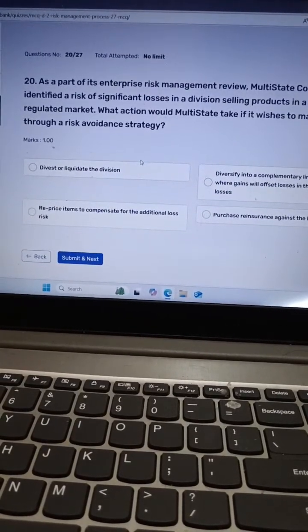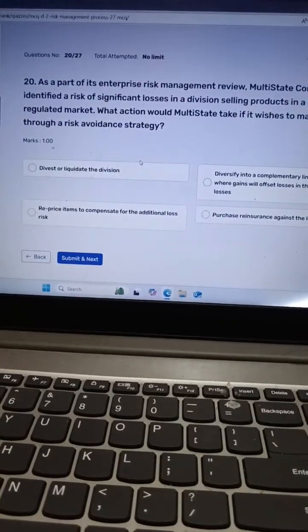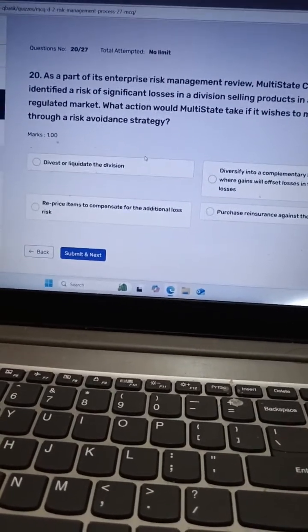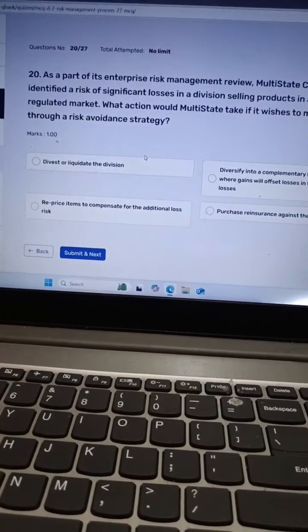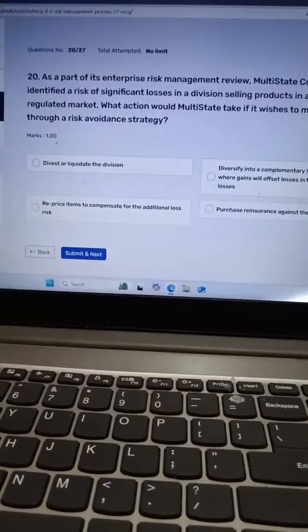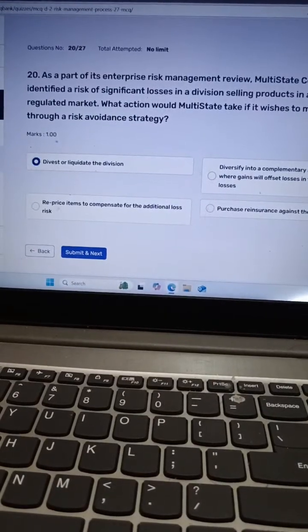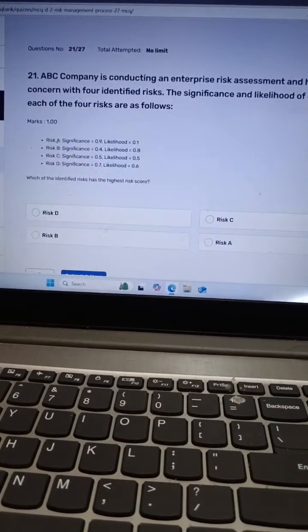Divest or liquidate the division. Diversify is not avoidance. Avoidance means completely avoiding that section, that division. It means the first option is the correct answer. Divest or liquidate the division, that is the correct answer.